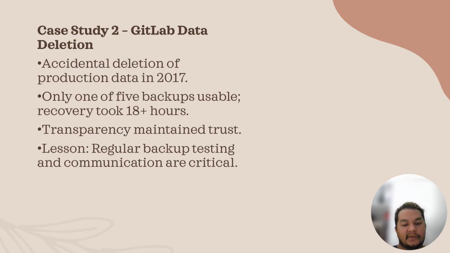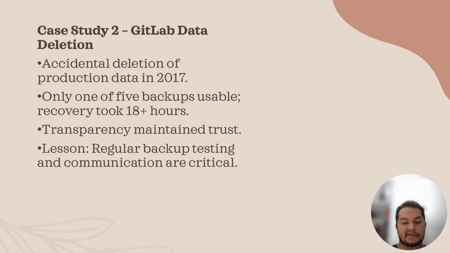The second one is the GitLab data deletion incident that happened in January 2017. A GitLab system administrator accidentally deleted the production database, resulting in major service disruptions. Although GitLab had five types of backups, only one was usable. The recovery took over 18 hours, revealing serious weaknesses in DRP execution.